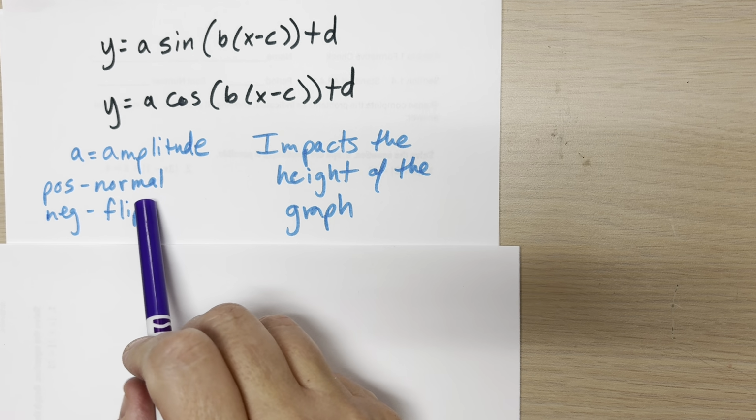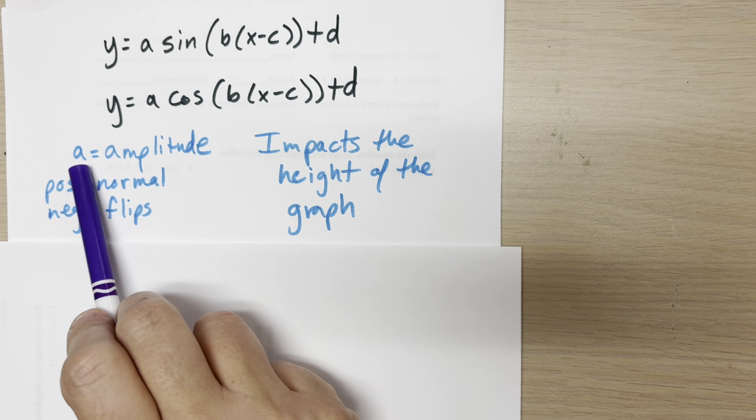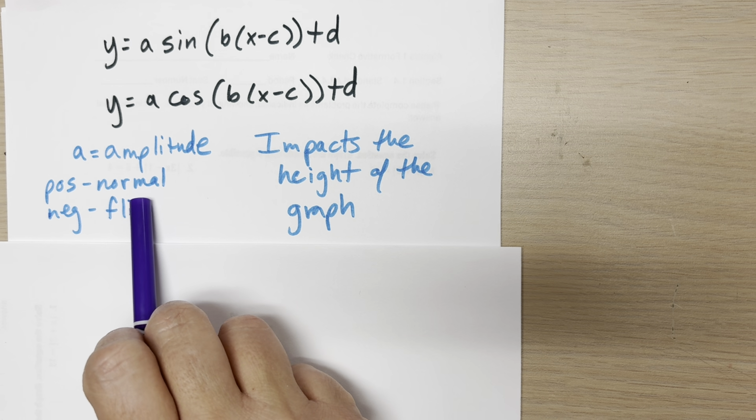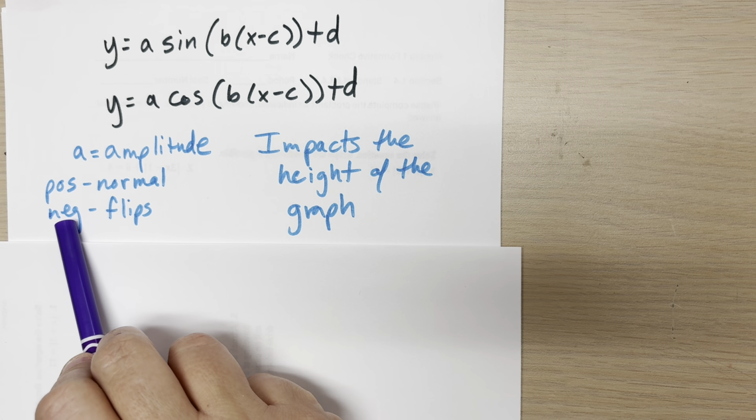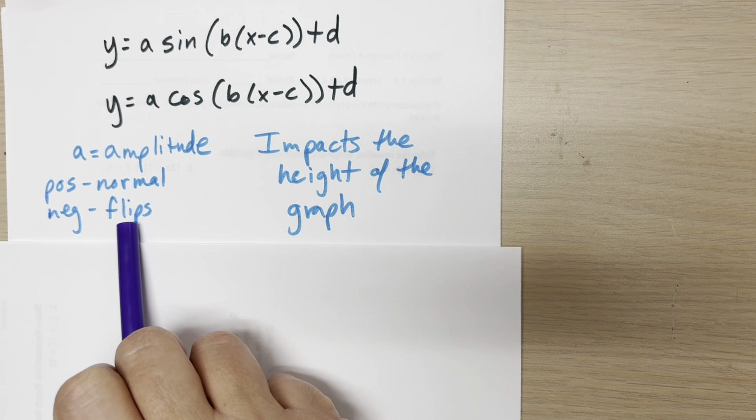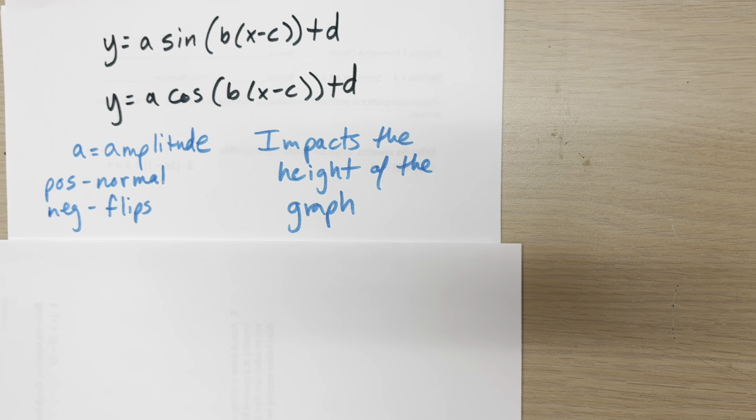Now, when you're sketching this, a positive number out front is going to have a normal type of graph, and a negative out front is going to flip the graph, or reflect it over the x-axis, okay?